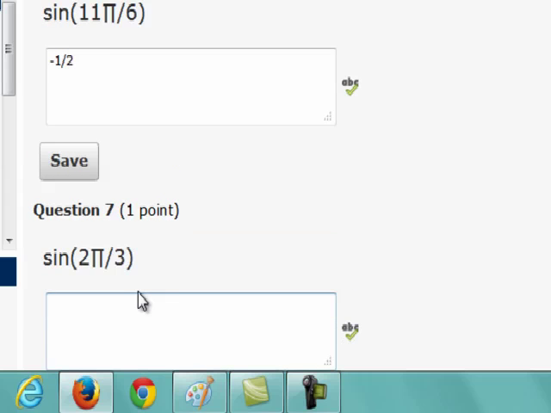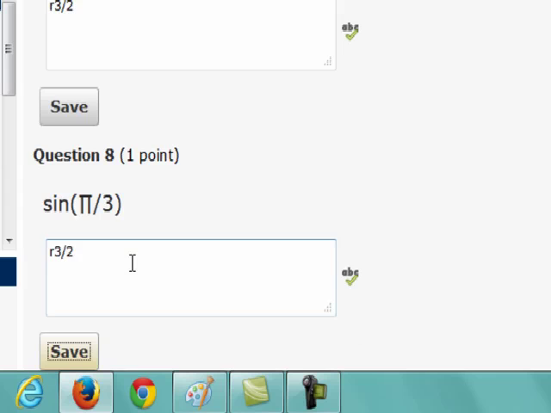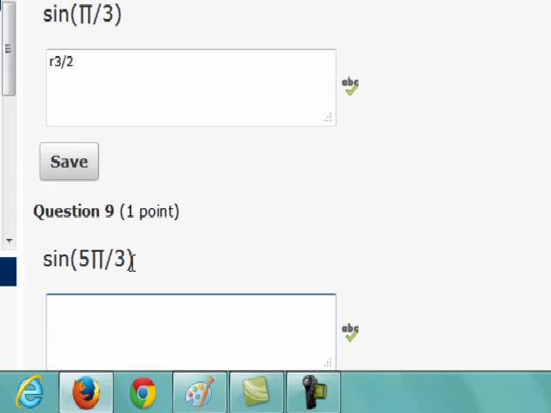Tab, tab, tab. 2 pi over 3. Okay, so the 3's are closer to the y, so the y is bigger, sine is y, and so it's plus or minus root 3 over 2, and 2/3 is smaller than 1. So it's in the top half of the circle, so the y is positive, root 3 over 2. Okay, and pi over 3, it's the exact same thing, root 3 over 2, same reference angle. 5 pi over 3, same reference angle, but 5/3 is bigger than 1, so negative root 3 over 2.